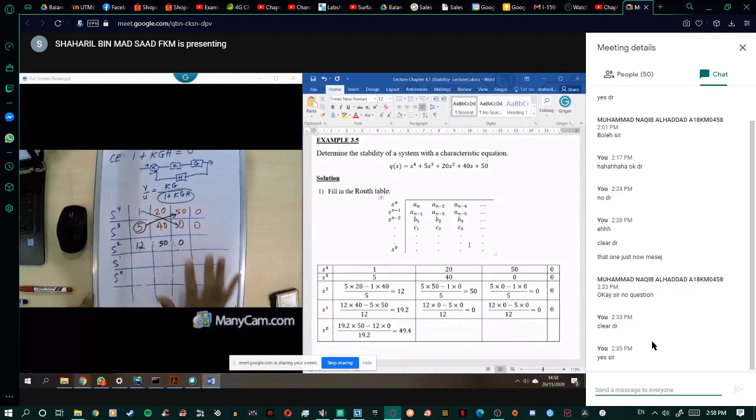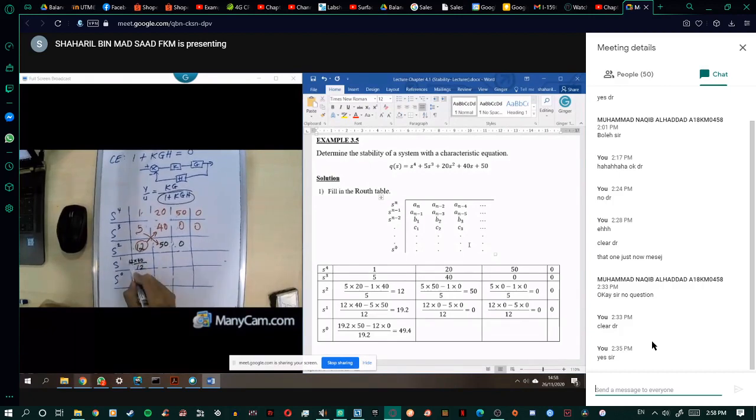Okay, good. So how to find this one? Divided by 12. Look here and put it here. Divided by 12, and then 12 times 40 minus 5 times 50. Now we get it here. I need to delete it back.